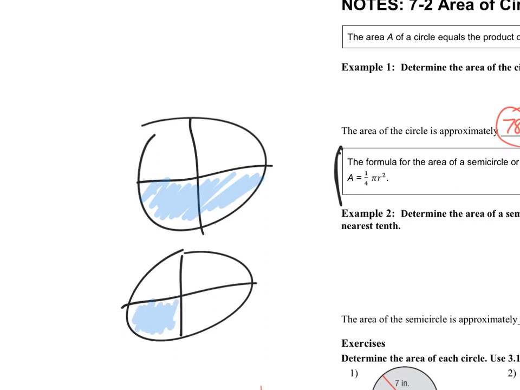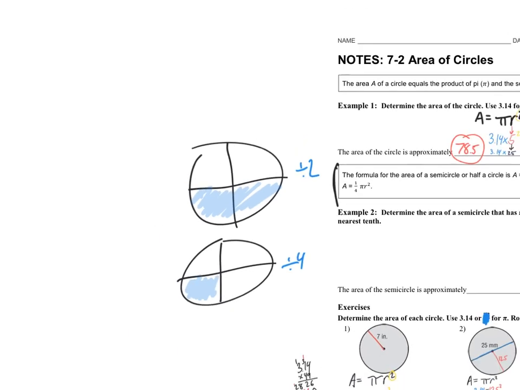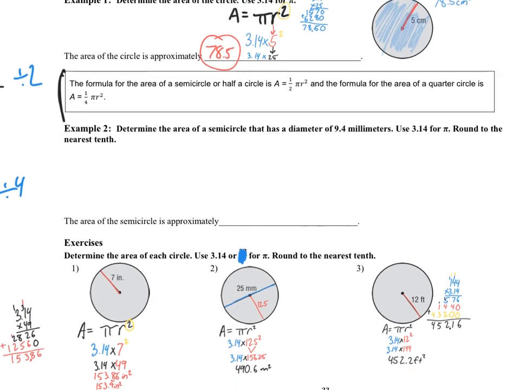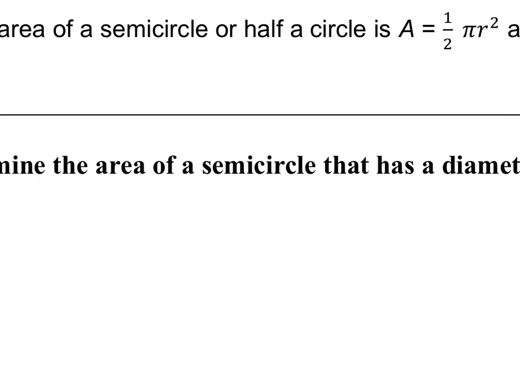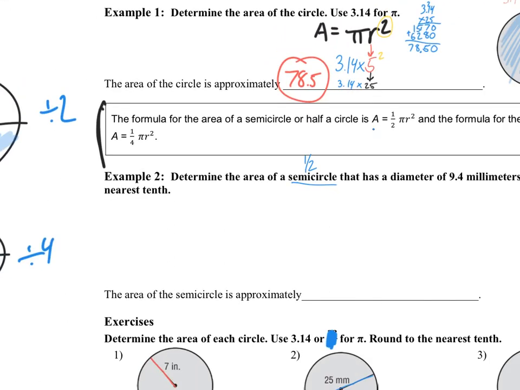So for the one on the top side, I would take my answer and divide it by 2. For the one on the bottom, I would take my answer and divide it by 4. So now let's go through example 2. It says determine the area of a semicircle that has a diameter of 9.4 millimeters. Use 3.14 for pi, round to the nearest tenth. So right here it tells us that we're doing a semicircle. That's just half of a circle, meaning that our final answer we have to divide by 2. If you're comfortable with these formulas, you may use them, but to me it makes more sense just to go ahead and divide by 2 when we're finished.